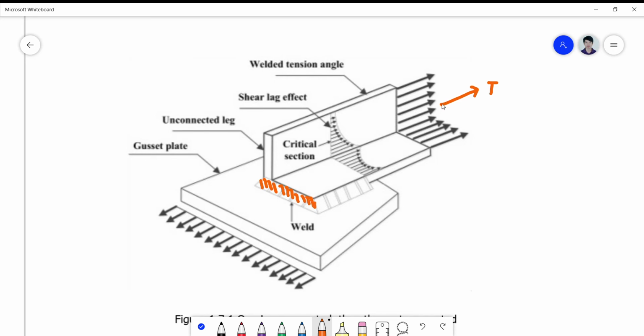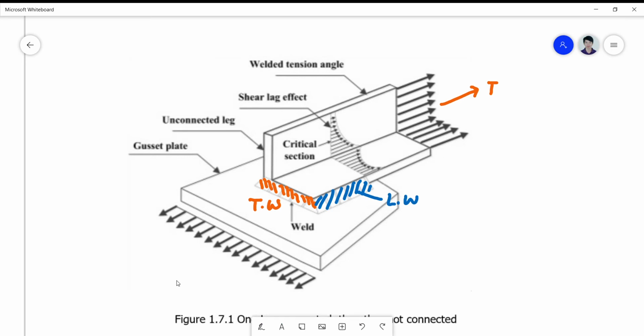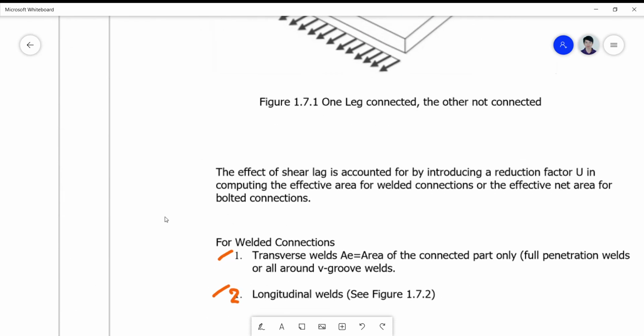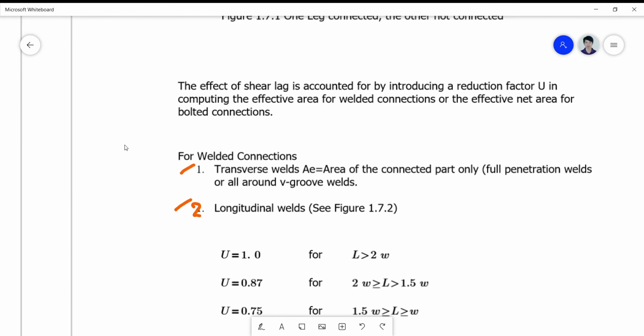Okay, meaning to say the direction of this force T here is 90 degrees to the direction of the weld. Then this weld is called a transverse weld. While this one, since the direction of this weld is parallel to the direction of the force, you call this a longitudinal weld. Of course, because of their orientation, the weld direction will also greatly affect the reduction coefficient U.